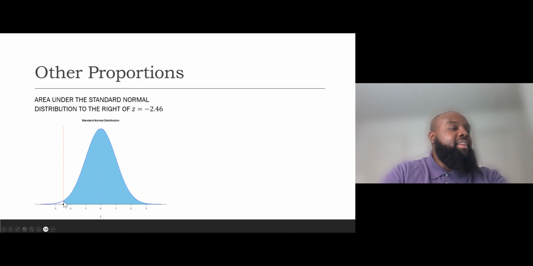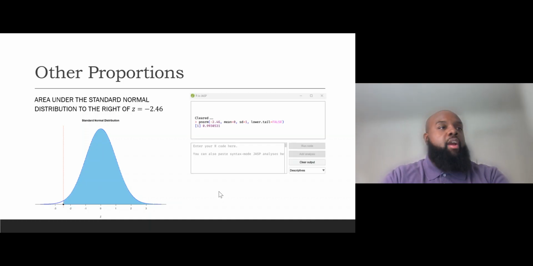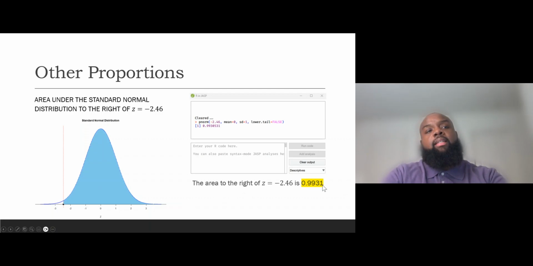We have over 99% of the observations are greater than negative 2.46, have z values greater than negative 2.46. So I've done that there, and I say that that area is 0.9931 if I round that to 4 places after the decimal, the 10,000ths.